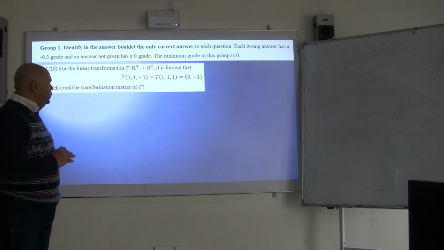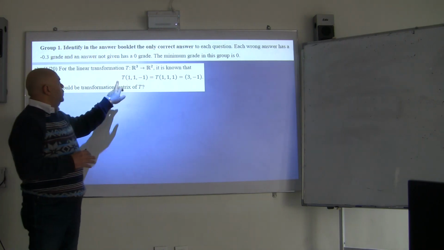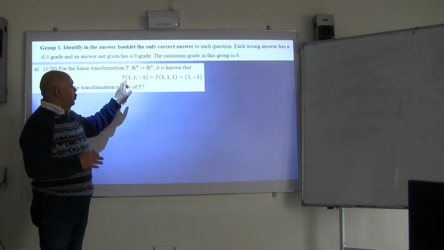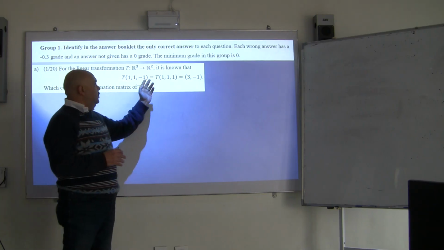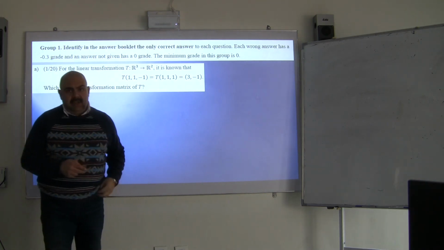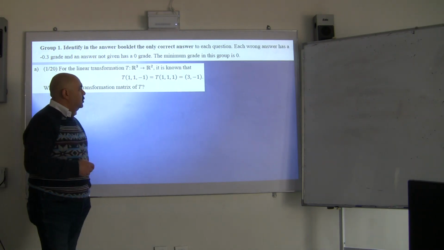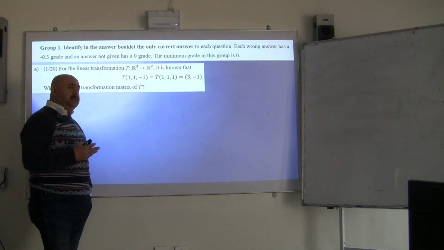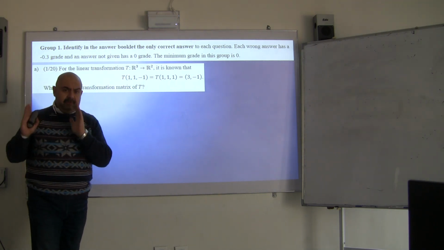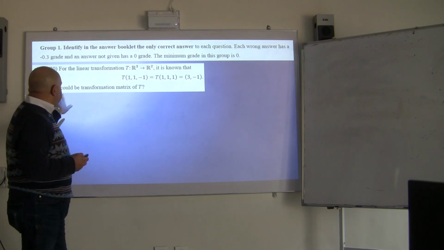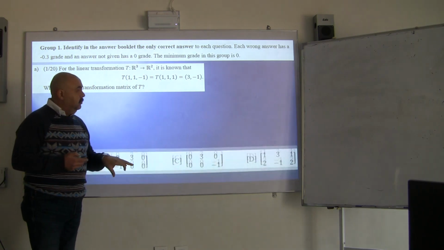For the linear transformation T from R3 into R2, it is known that for the vector (1, 1, -1), after you apply the linear transformation, and also for T of (1, 1, 1), the result will be (3, -1). So this is mainly the answer for these two vectors, which is 3 by 1, and it will be 2 by 1. As you can see, it's a transformation translating from R3 into R2, which could be the transformation matrix of T. This is the statement, or the head of this question.